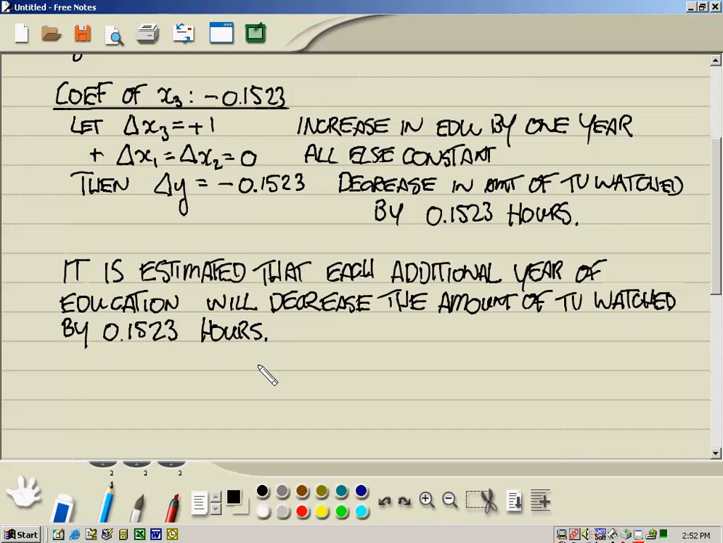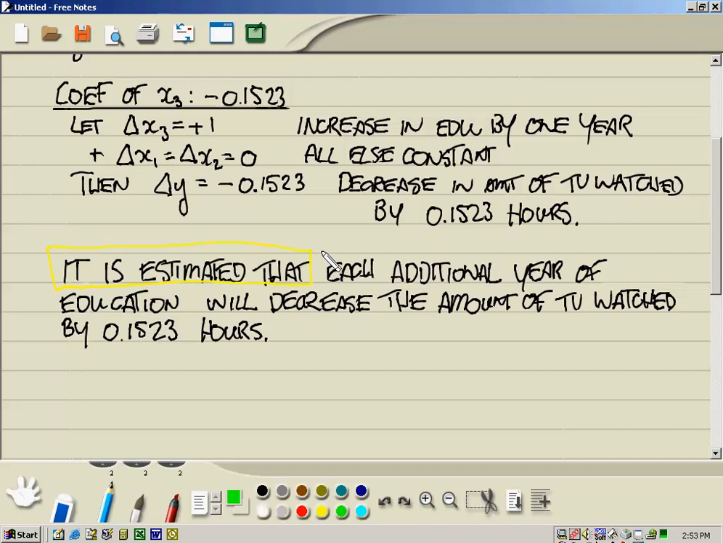Alright, so it's estimated that each additional year of education will decrease, because there's a minus sign on the coefficient, the amount of TV watched by that many units of the y variable, hours. What we have here, it is estimated that, is essentially just trying to remind you that what we have in this regression is an estimate, it's not a fact.